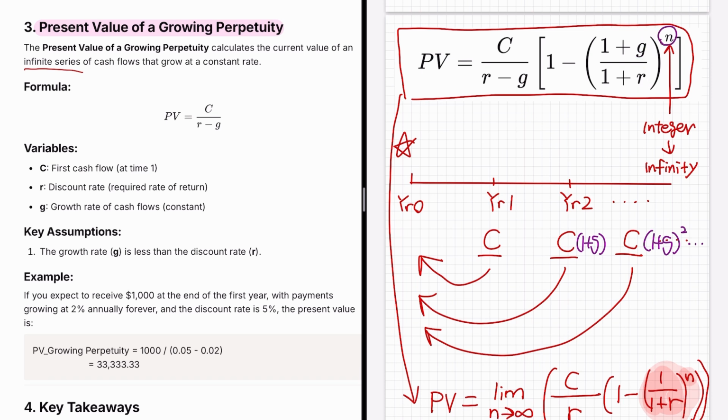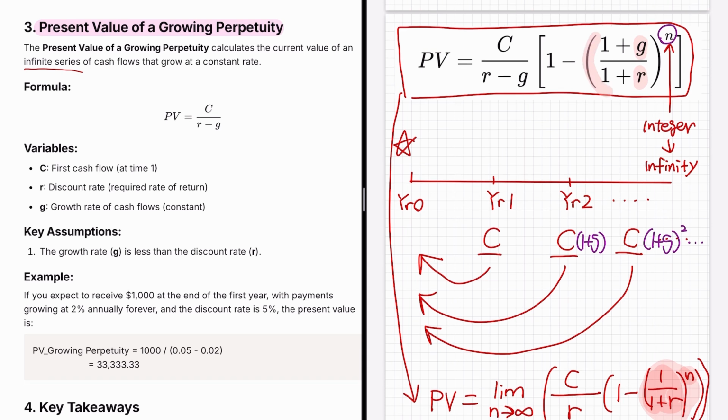In this case, we have the assumption that g is smaller than r. So the whole term is a value greater than 0 and smaller than 1. And when its exponent is n and n goes to infinity, this value should go to 0, right? So the present value is just PV equal to C divided by R minus G, multiplied by 1 minus 0.